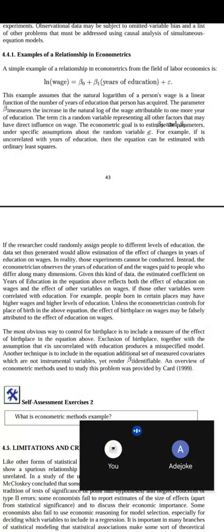Years of education is an independent variable. Beta naught and beta one are not variables. You cannot collect data on B naught and B1, it doesn't make sense. But you can collect data on years of education. So years of education is a variable. Wage is a variable. So wage is the dependent variable in this case. Years of education is an independent variable, also called a regressor.